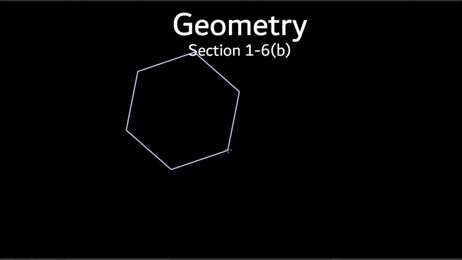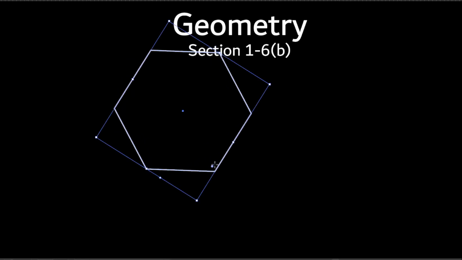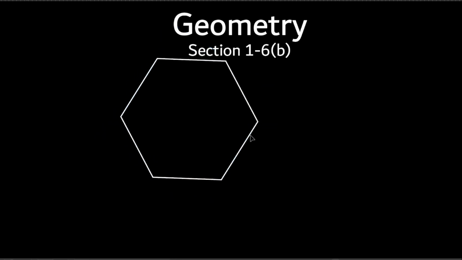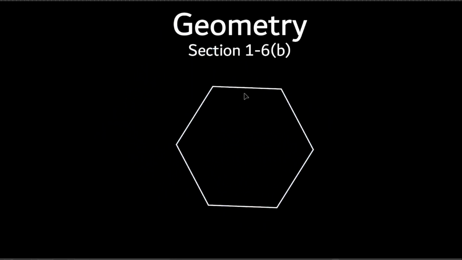All right, so whoa, look at that. Here's a polygon. How many sides is that? 1, 2, 3, 4, 5, 6. So what kind of a polygon? We gave it a name. What do we call it? Hexagon. Very good. Okay, so hexagon.